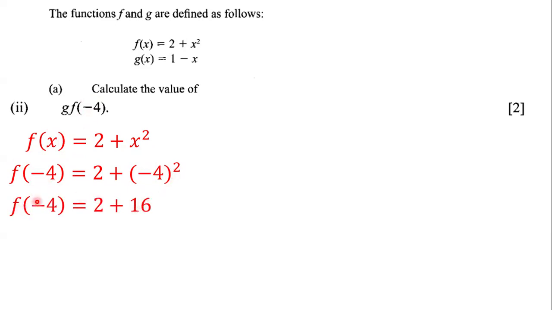So we have f of negative 4 is equal to 2 plus 16. Now what is 2 plus 16? 2 plus 16 is definitely 18. So f of negative 4 is equal to 18. Now that we know what f of negative 4 is, we're going to take that answer and substitute it inside of the function g.